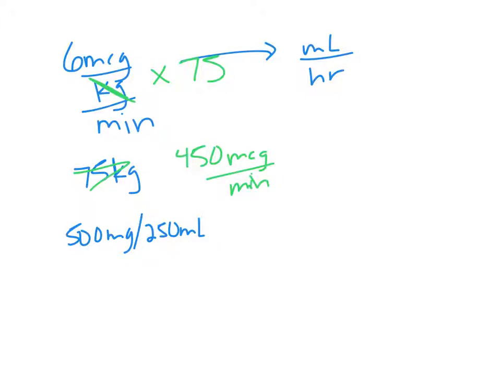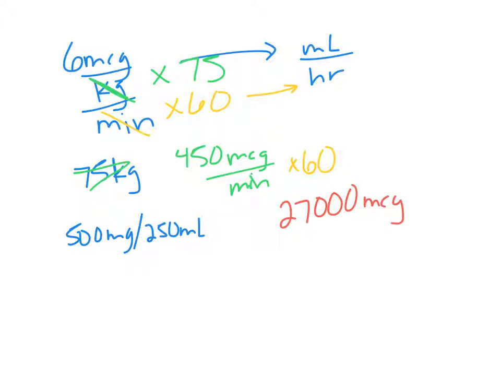And again, since they're getting that every single minute, that means they're going to get that 60 different times in an hour. So that's going to be the next step to eliminate the per minute and get it into hours. So that's what I do. I multiply that by 60. 450 times 60 is, big number here, 27,000. So that means my patient needs 27,000 micrograms every hour.